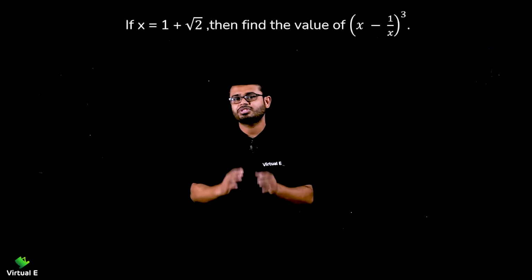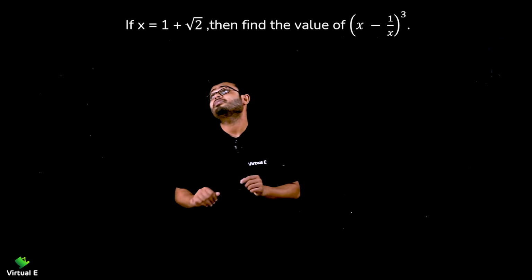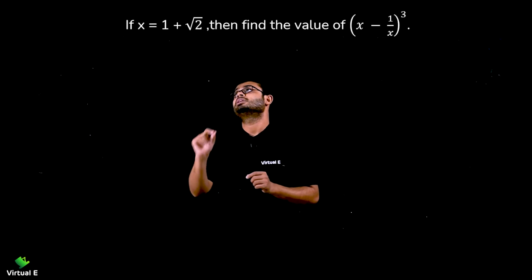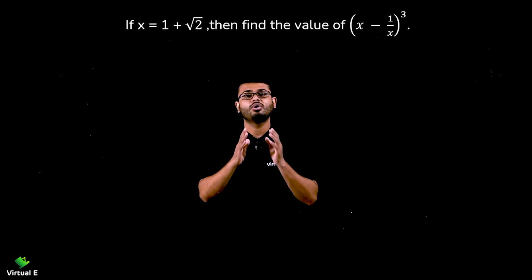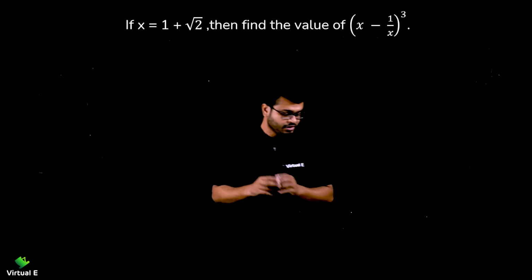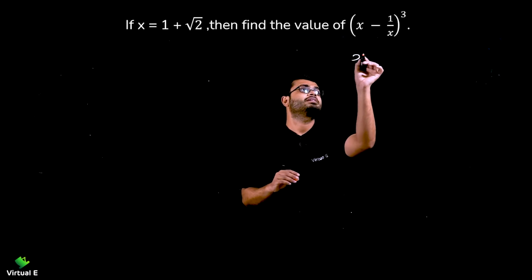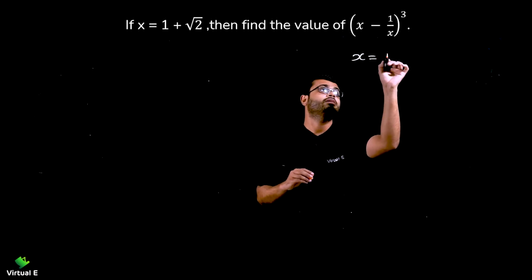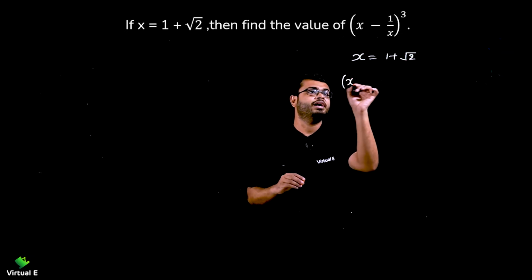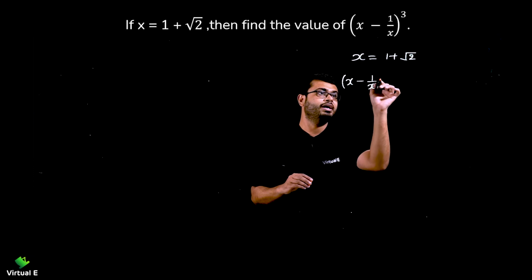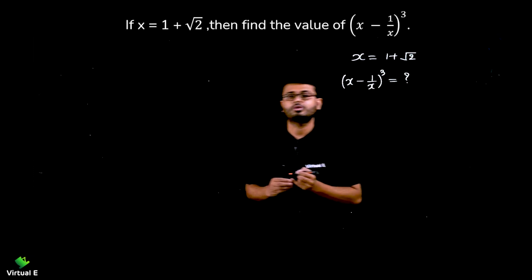Let's discuss one more question related to rationalizing the denominator, something new this time. If x is equal to 1 plus square root of 2, then find the value of (x minus 1 by x) whole cube. So first of all, let's write the quantity which is given: x is equal to 1 plus root 2, and what we want to find is (x minus 1 upon x) whole cube, equal to question mark. This is what we want to find.